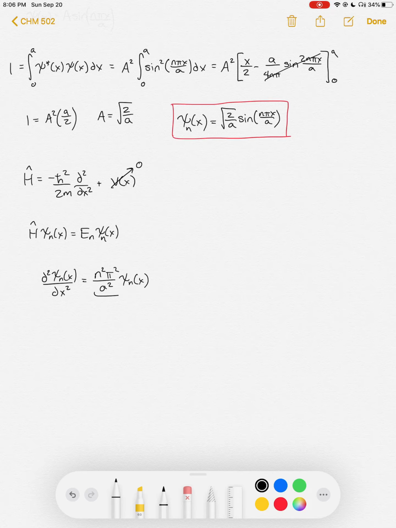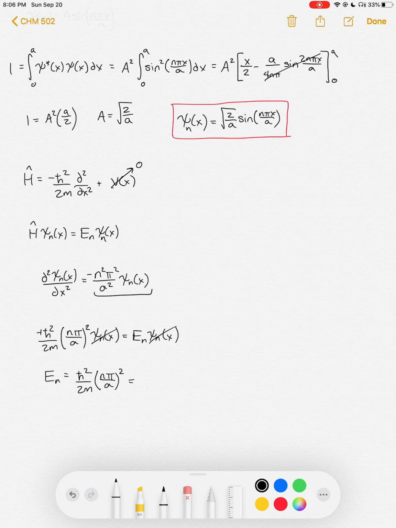So I'm going to plug this term here into the Hamiltonian. So we'll get negative h bar squared over 2m times n pi over a, squared, times our wave function. And that's equal to the energy times our wave function. Here our wave functions cancel out, and we finally have an expression for energy. So this is equal to negative there, so we lose that negative as well. So the energy is equal to h bar squared over 2m times n pi over a, squared.